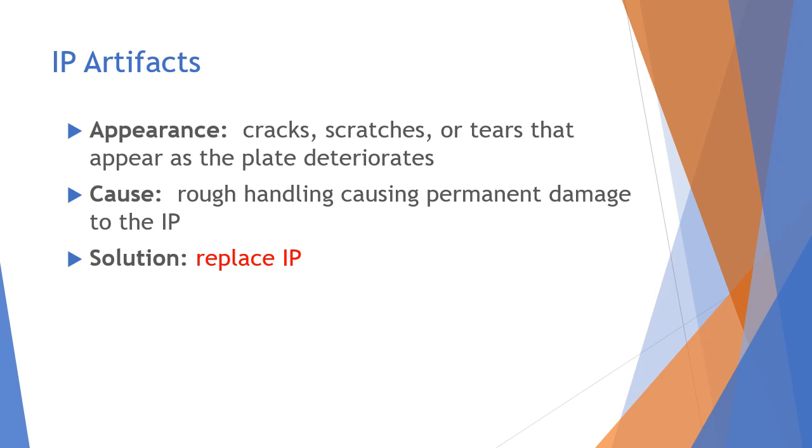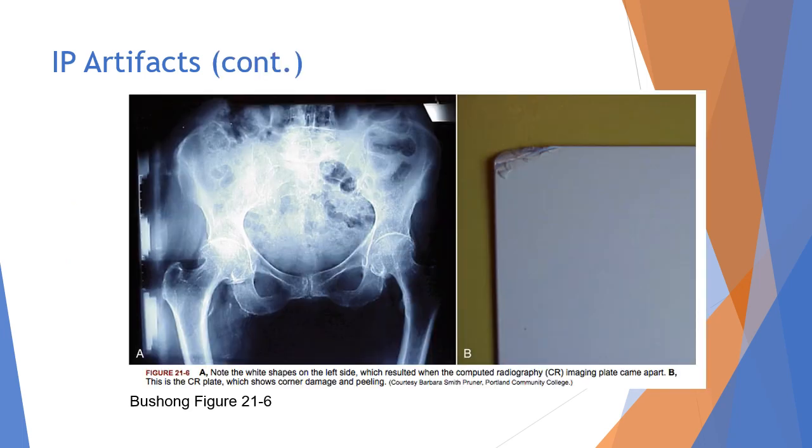It appears the plate deteriorates. The cause is rough handling that causes permanent damage to the imaging plate, and the solution is to replace the imaging plate. So for example, we have an imaging plate that has been dropped a lot, and then this is a different imaging plate that was used, but we can see the effect on the image of where light was able to get into the imaging plate.